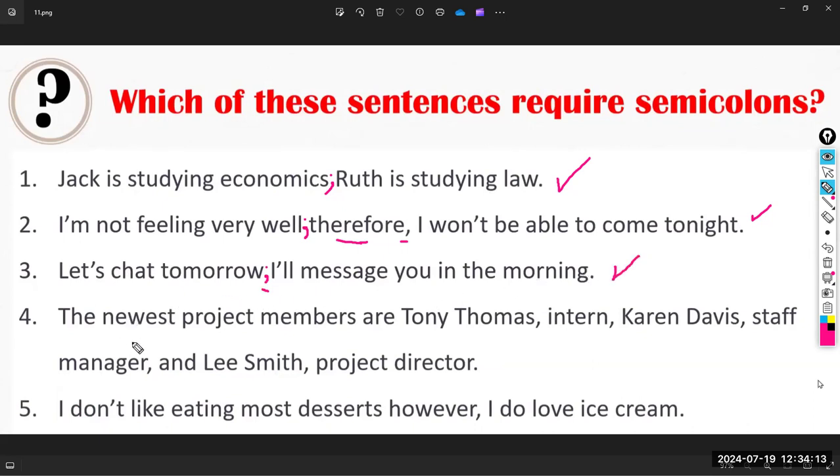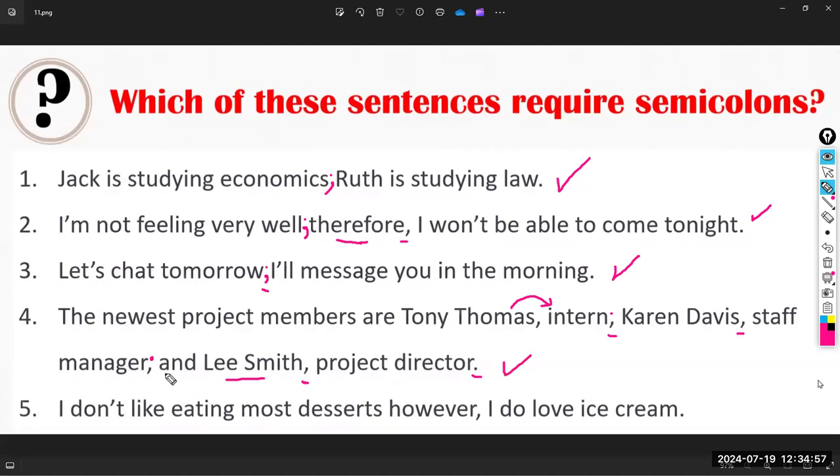Now, sentence number four is saying, the newest project members are Tony, Thomas, intern, okay, the same category; Karen, Dave's staff, so we have a different category. Absolutely, here I have to use a semicolon. Staff manager, absolutely, Dave's is a staff manager. And we have Lee Smith, who is a project director. So new category, absolutely, here I have to use a semicolon. And finally, I have to write the full stop. Don't forget that I have to separate the items from the same category using commas.